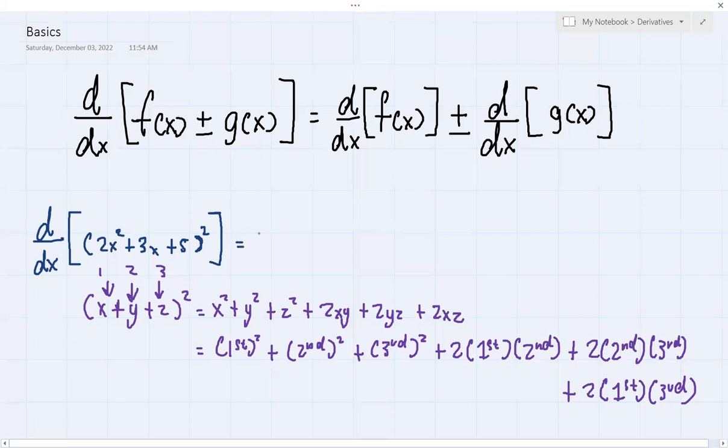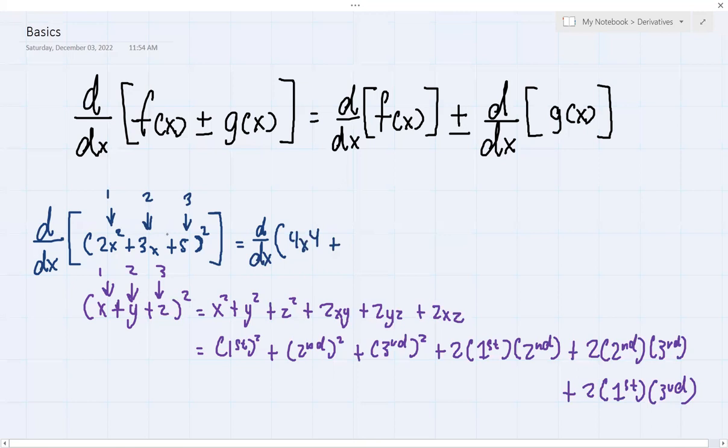Alright? So, let's go straight to the point. Okay? First, let's square the first term. Our first term here is 2x squared. 3x is the second term. 5 is the third term. So, let's square the first term. If we square 2x squared, we will have 4x raised to 4.